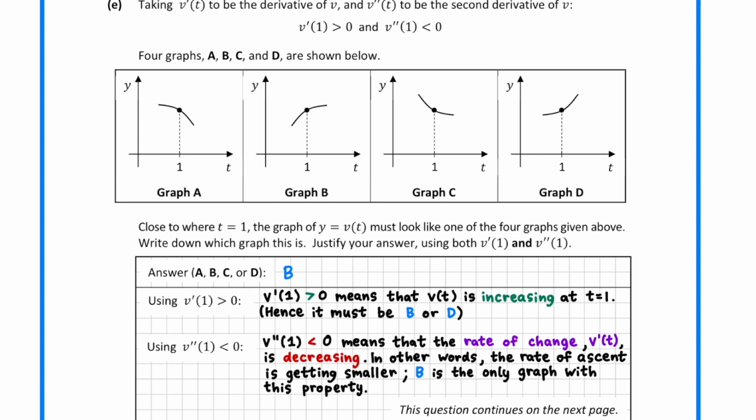In E, we are given information about the values of the first and second derivatives when t is equal to 1. V dashed of 1 being greater than 0 tells us that the function is increasing at t equal to 1. V double dashed of 1 being less than 0 tells us that the rate of ascent is getting smaller. B is the only graph with these two properties.